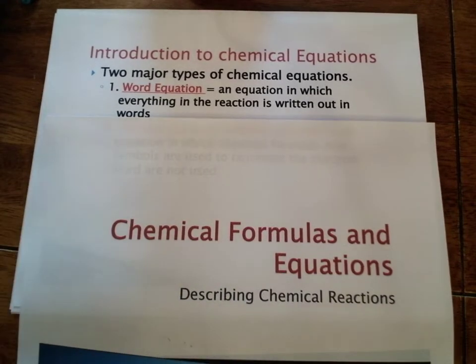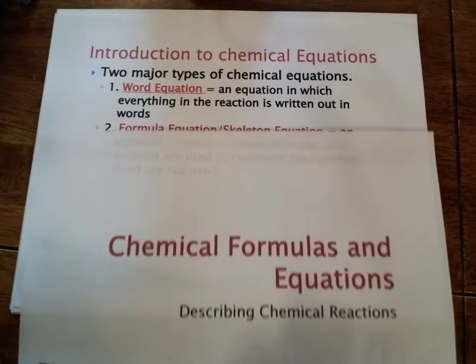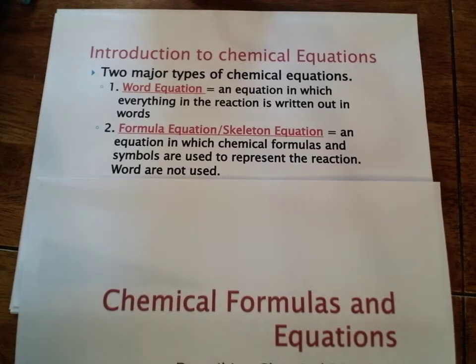So again, a word equation where everything is written out, versus a formula equation, which is also sometimes called a skeleton equation. Not very often. I'm only throwing that in there because I believe in your book they may actually call them skeleton equations, should anybody go there to look anything up. A formula equation is simply the most efficient type of equation possible. It's where I'm using all chemical formulas and chemical symbols to represent everything that's taking place. So two major types, word equations versus formula equations.